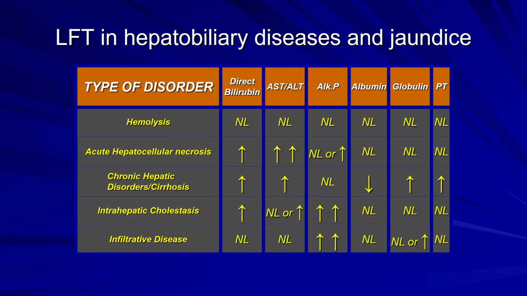Here is a reverse way of looking at it. That is, I will give you examples of diseases and what you would expect in terms of liver function abnormalities. In patients with hemolysis, all liver tests will be normal, and the only thing that will be increased is indirect bilirubin, unconjugated bilirubin. In patients with acute hepatocellular necrosis, such as acute viral hepatitis or drug-induced hepatitis, the predominant pattern will be a marked increase in transaminases, AST and ALT.